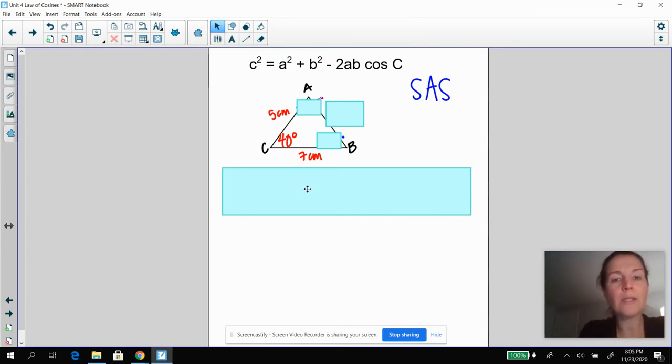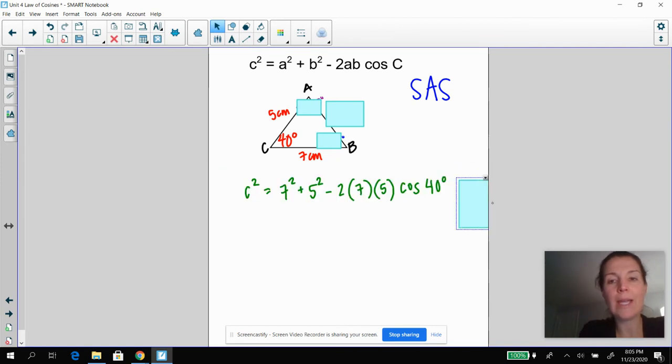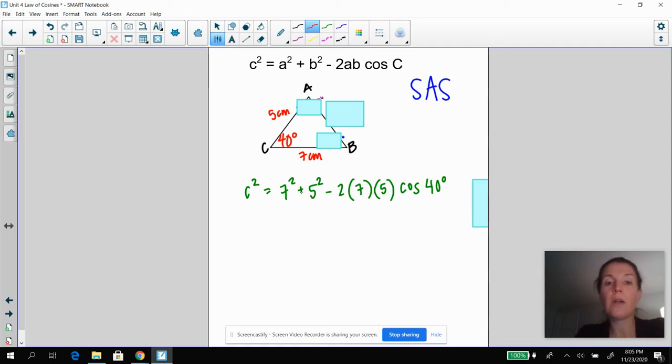So hopefully your setup here looked like this. So you've got side C squared equals 7 squared plus 5 squared minus 2 times 7 times 5, right? These are the other two sides, times the cosine of 40. C squared and 40 degrees are opposite each other in this triangle. Cool? So hopefully you felt really good about that.